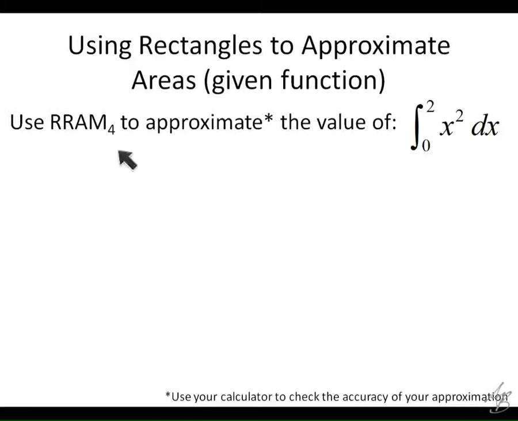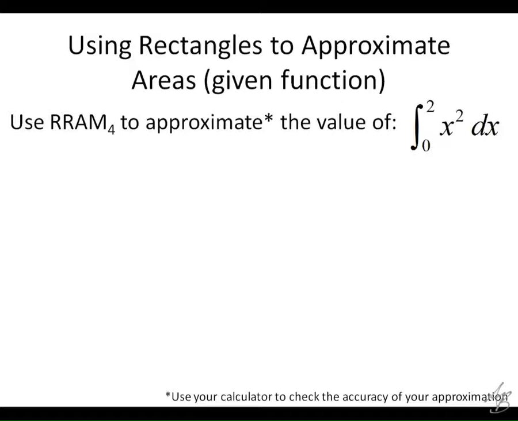What do you think this subscript 4 means? 4 rectangles. So this means that n is 4, we're going to use 4 rectangles. So we're going to use RM4 to approximate the value of this integral. And then I put the little asterisk here. When we're done, we're going to see how close our approximation is.